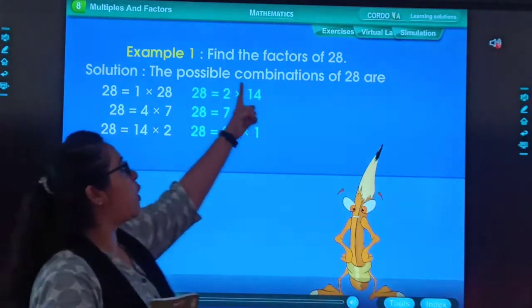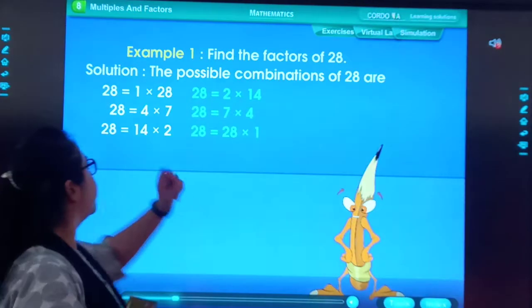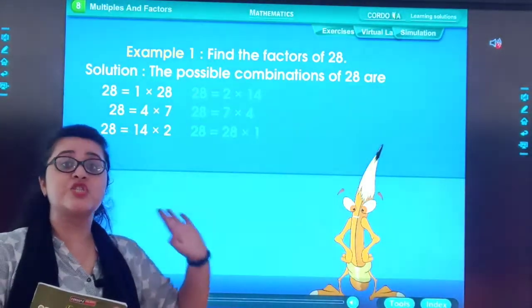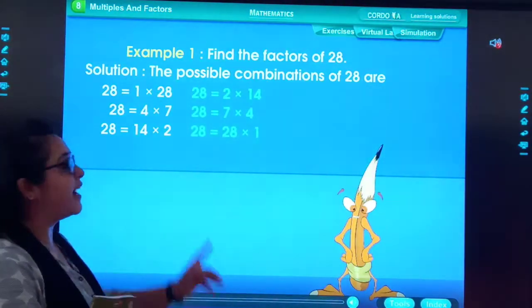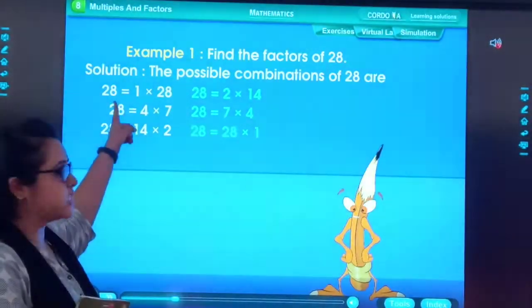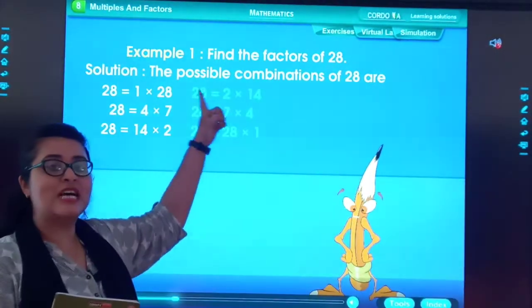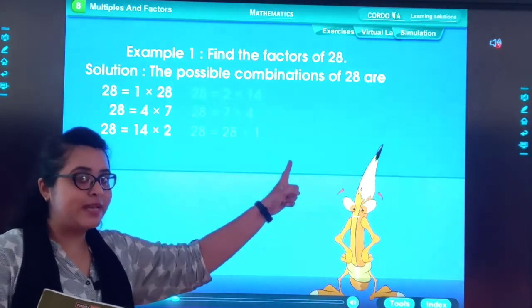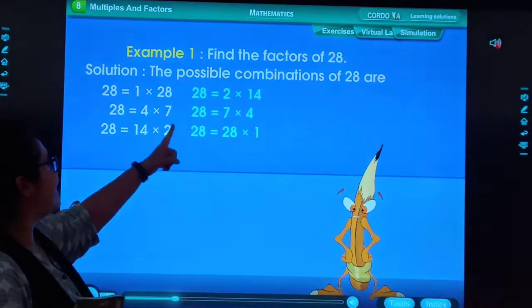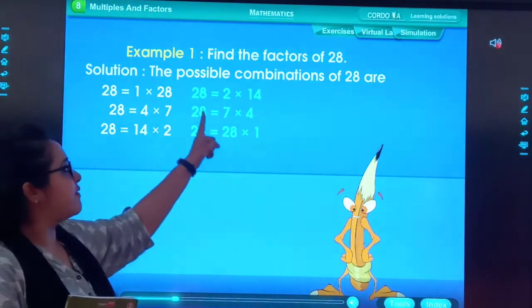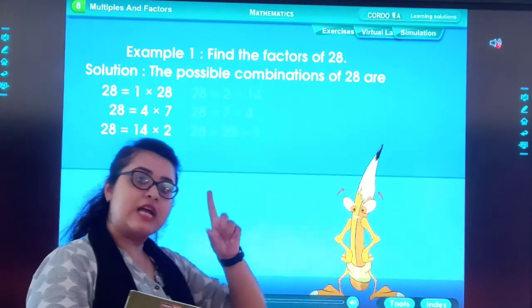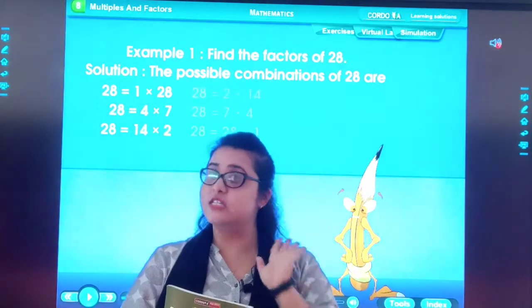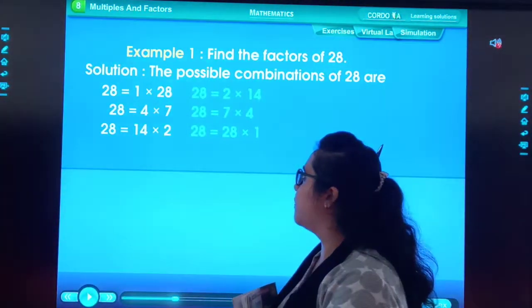Solution. The possible combinations of 28 are... हमेशा just remember 1 will be factor of every number. So you can write 1 into 28, 28. Then 2 14s are 28. 28 2 के टेबल में भी जाता है. 4 7s are 28. 7 4s are 28. ये इसका रिवर्स भी पॉसिबल है. अगर आपको एक आता है तो आप उसका रिवर्स भी कर सकते हैं. Reverse is also possible.